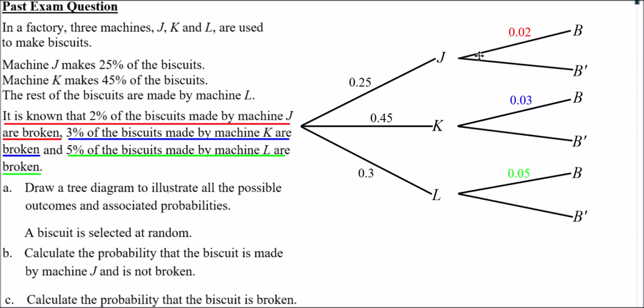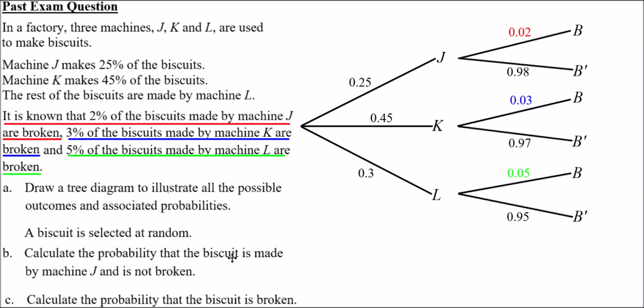Now each set of branches always needs to add up to 1. And so each fork needs to add up to 1. So this here, they add up to 1. Here, 0.02 plus something needs to add up to 1. So 1 take 0.02, this needs to be 0.98. For this one, 1 take 0.03, this one is going to be 0.97. And finally, this one down here needs to be 0.95.